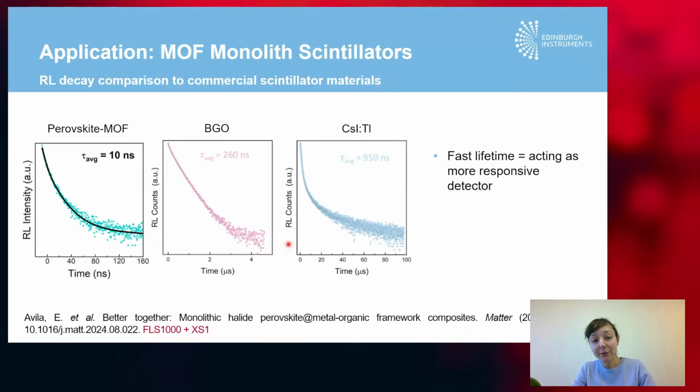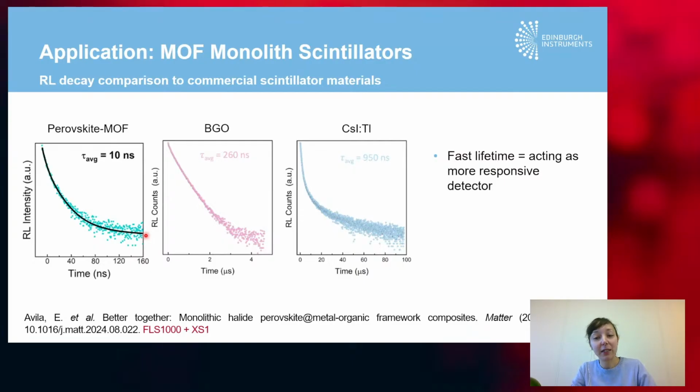And finally, for this publication, they also did time-resolved radioluminescence with the pulse source. So here we have radioluminescence lifetime. So we are applying a short pulse of X-rays here at the start of the decay, and then we're measuring the luminescence as a function of time. And then the average lifetime of the perovskite MOF can be calculated in nanoseconds.